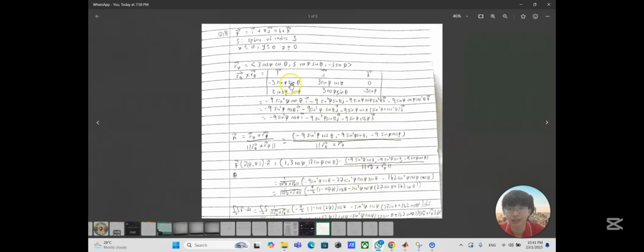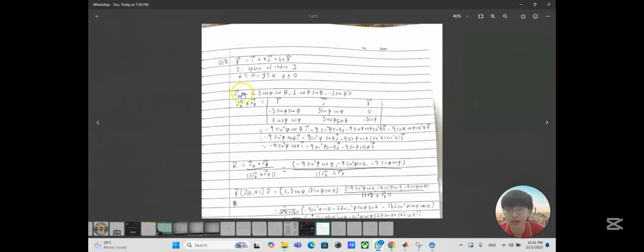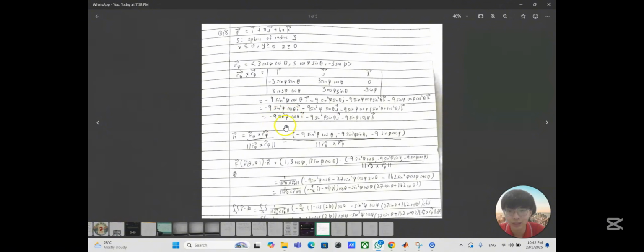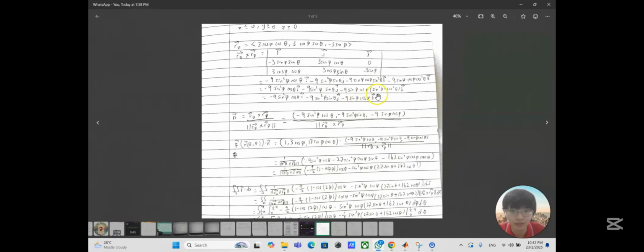So we also write out all the things that we get. Okay, and this is the r for phi, that is 3 cos phi cos theta. This comma is also equal to another thing, this is i, this j, this k. After that we do the cross product of r_theta and r_phi. Then we get negative 9 sin^2 phi cos theta i minus 9 sin^2 phi sin theta j minus 9 sin phi cos phi k.